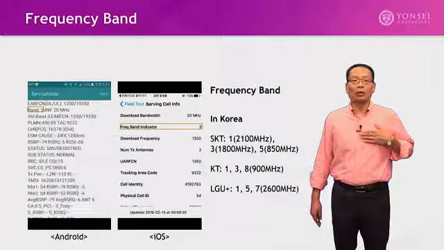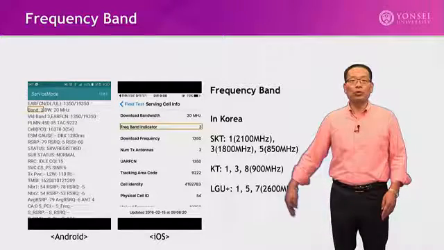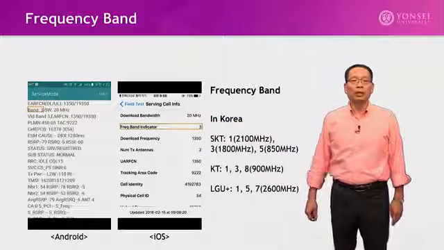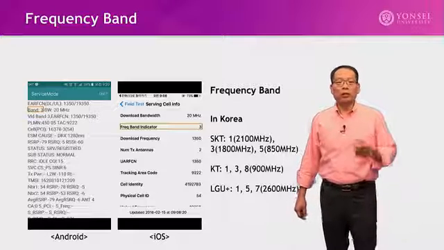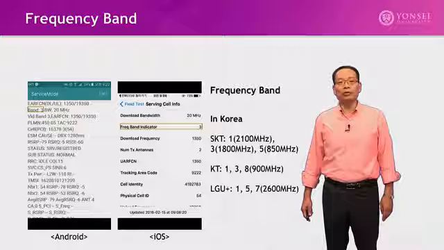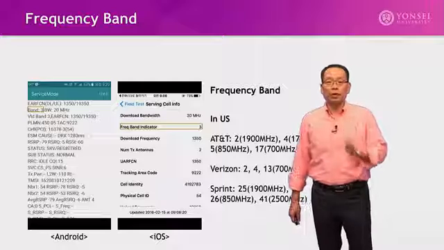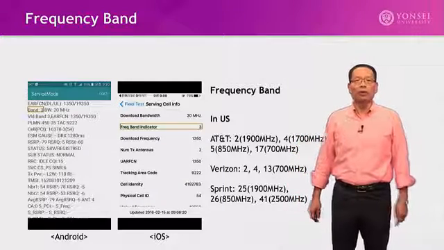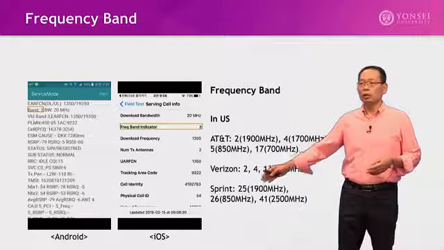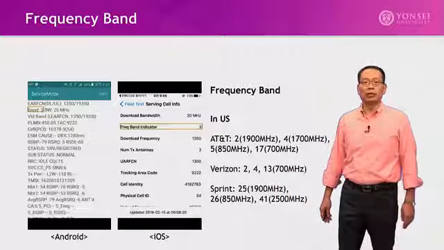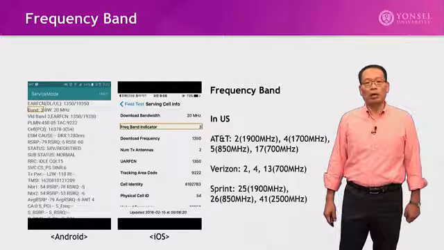I'm in Korea now, and I'm using SK Telecom, so my phone shows that I'm using band number 3. You can see this in the yellow box. That is, my phone is using the 1800 megahertz frequency. If you are in the United States and are using Verizon, the band will be number 2, number 4, and number 13. So if you are using band number 13, your phone is using 700 megahertz frequency.